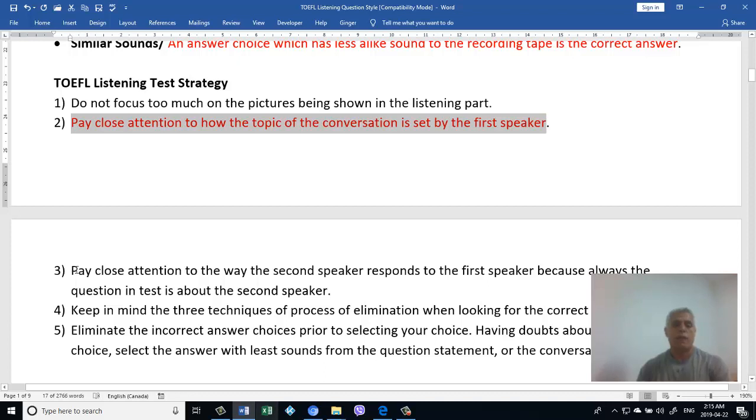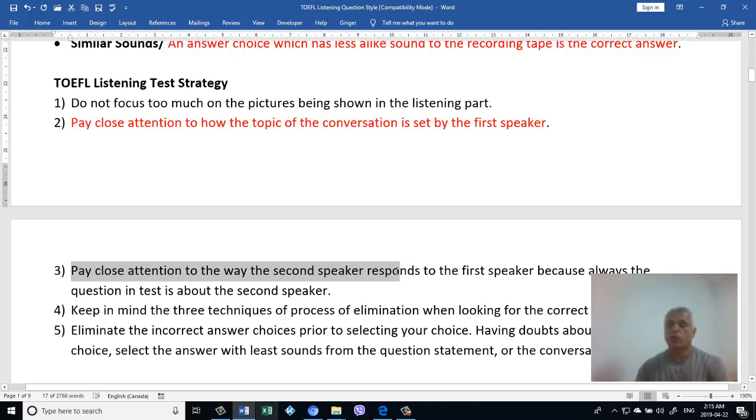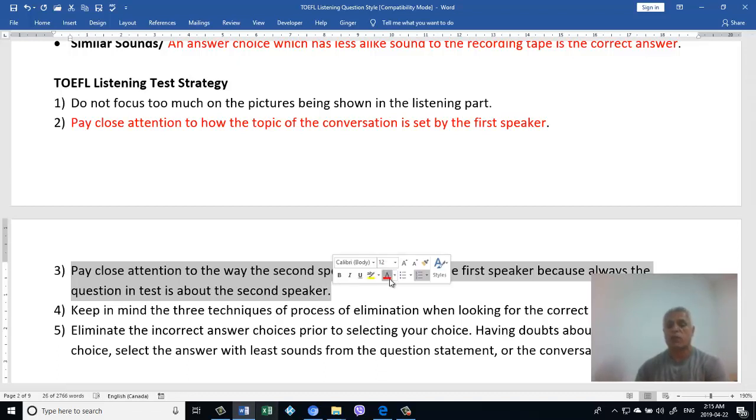Number three, pay close attention to the way the second speaker responds to the first speaker, because always the question tested is about the second speaker. We have to be careful with the second speaker.